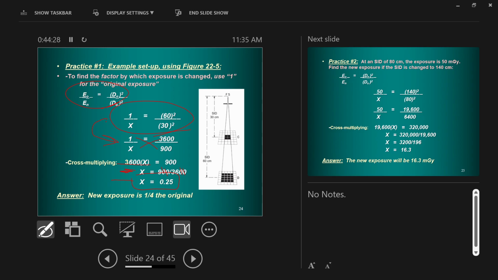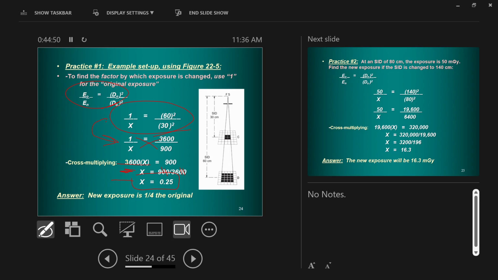So x equals 1/4, which is telling us the exposure at the longer distance is going to be 1/4 of whatever it was at the shorter distance, okay? Our exposure went down as our distance went up.